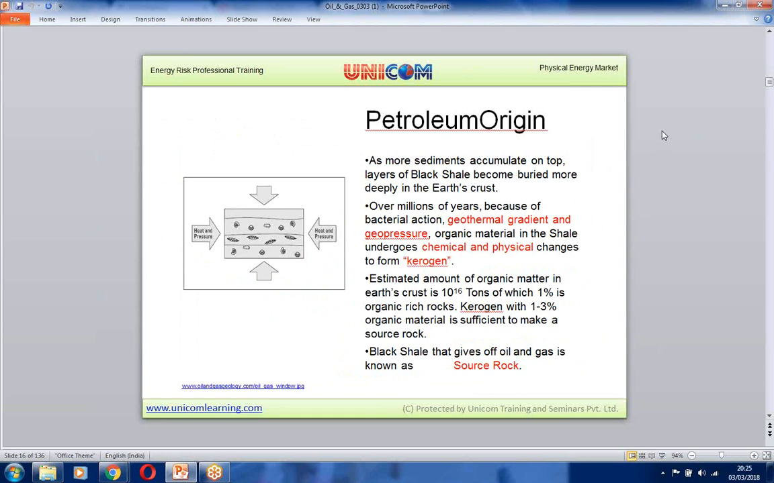So kerogen is organic matter. It is said that the organic matter in Earth's crust is about 10 to the 16 tons, out of which 1% is organic rich rocks. Kerogen with 1 to 3% organic material is sufficient to make source rock. And the black shale that gives off oil and gas is called the source rock.